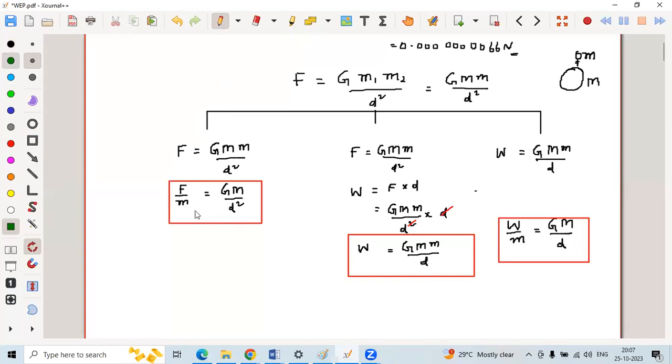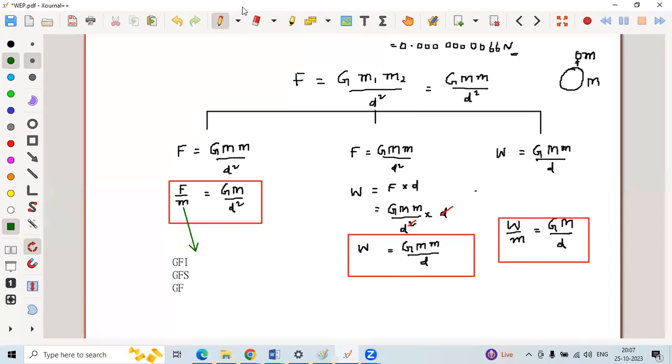They have separate names. Do you know what they are? F by M is called gravitational field intensity. There is another name, gravitational field strength. There is another name, gravitational field. That's all. What is gravitational field intensity? G M by d square. What is gravitational field strength? G M by d square. What is gravitational field? G M by d square. Everything is the same. Synonyms. Okay.